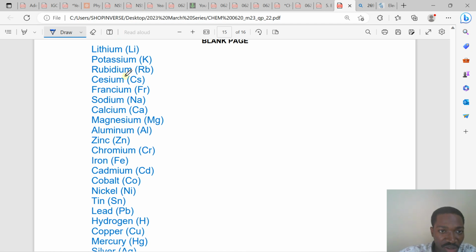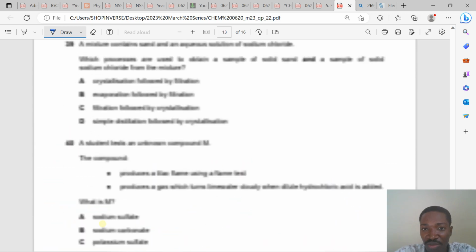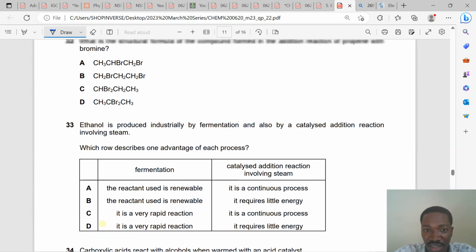lithium, potassium, rubidium, cesium, francium, sodium, calcium. Look at the position of calcium. Now look at the position of hydrogen. So you can see that calcium is higher. Calcium is higher than hydrogen. This is calcium, this is hydrogen. Calcium is higher than hydrogen. That means calcium can displace hydrogen in that reaction.